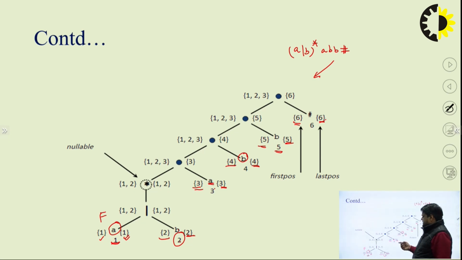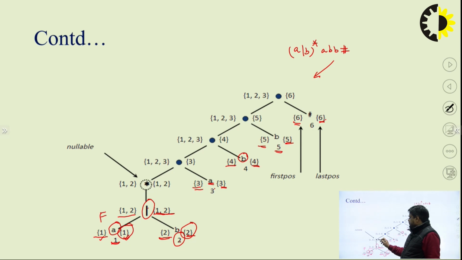Now compute the first and last position for the interior nodes. You can see for here, this will be the union operator. So the first position will be dependent on the first position of C1 and the first position of C2. What is the first position of C1? 1. And what is the first position of C2? 2. So the first position of the union operator will be 1 and 2. What is the last position? The last position will be dependent on the last position of C1 and the last position of C2. You will take the union of both, so 1 and 2. Right or not right?